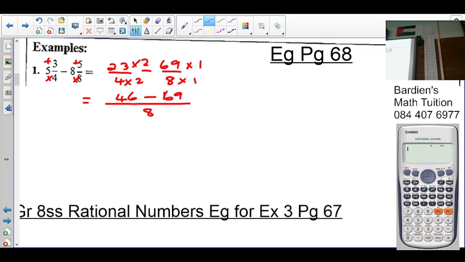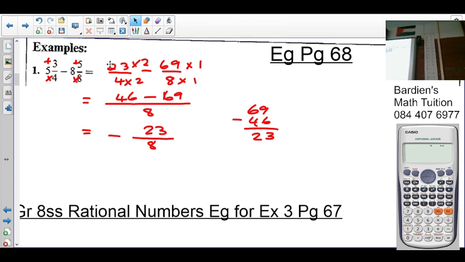So people, what number is bigger? 46 or 69? The number, not in terms of the sign. The number, 69. So the answer must be negative. So I must subtract the two numbers, not so. So it's going to be 69 minus 46. So it's 23. Alright, you guys understand? Any confusion? Okay?